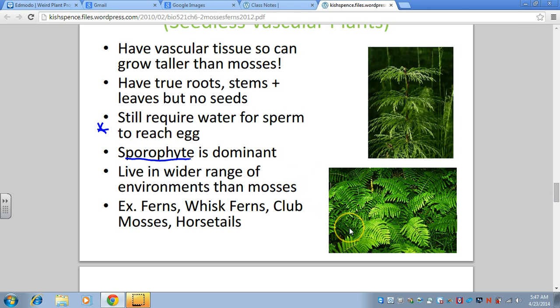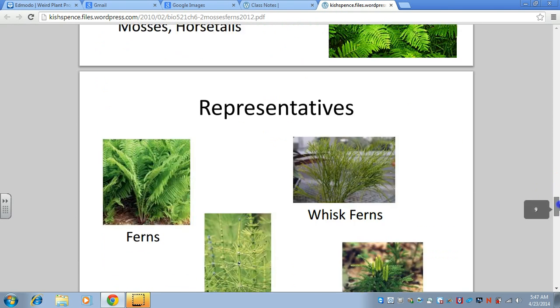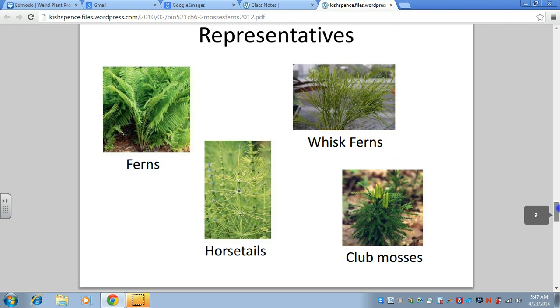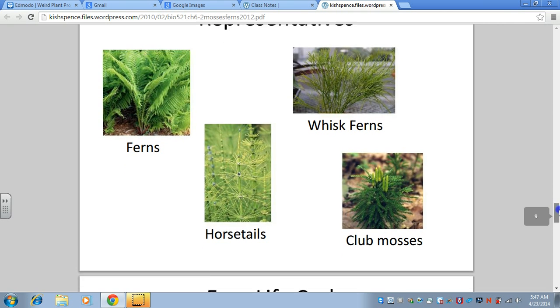They can live in a wider range of environments than the mosses, and I'll show some pictures, they include these guys, so ferns and horsetail ferns and whisk ferns and club mosses. So you have to be careful because these ones sound like they must be mosses, but really they're a type of fern. They're called club mosses.